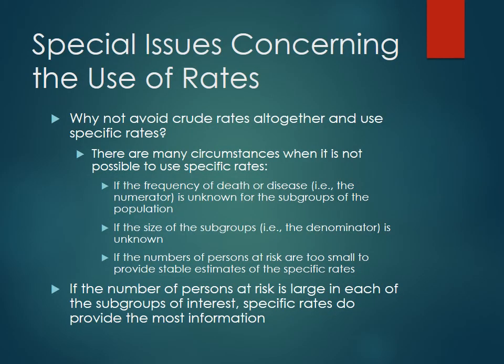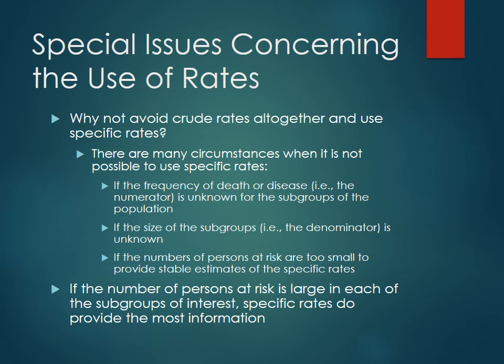So why not avoid crude rates altogether and use specific rates? Well, there could be lots of circumstances where it's not possible to use specific rates. Imagine if the frequency of death or disease, in this case the numerator, is unknown for the subgroups of the population. Say you just get a crude number that says, hey, this many people died out of the whole population. And you're like, well, how many people aged 70 to 80 died? Like, we don't know, right?